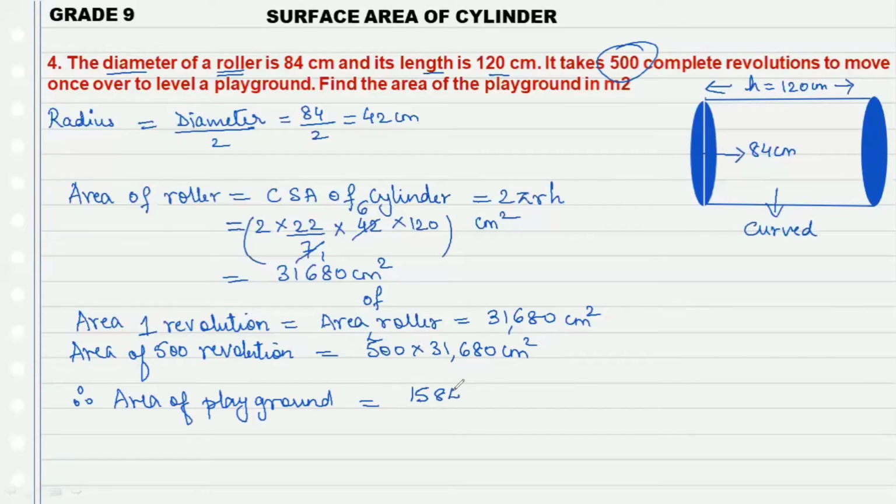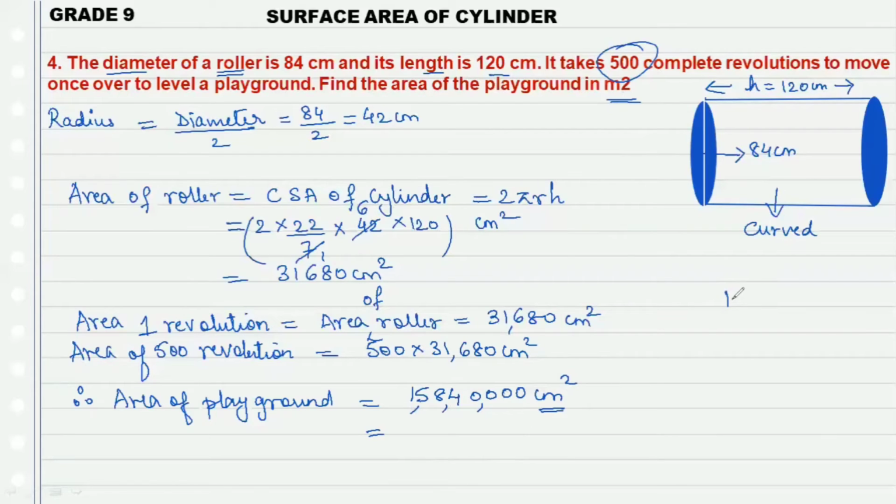Okay, this is your answer बच्चों. 1,58,40,000 centimeter square. अब बच्चों this is given in centimeter square, but the question asked us in meter square. Okay, so what we'll do is we'll convert centimeter square into meter square, isn't it?